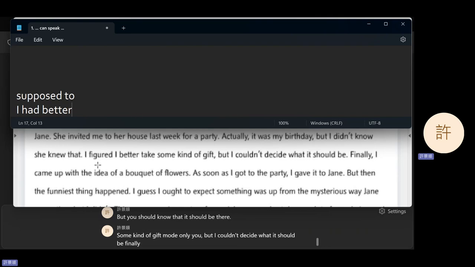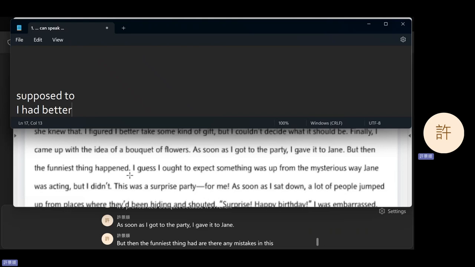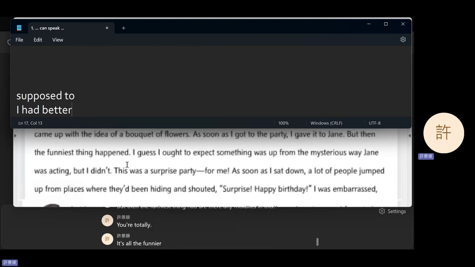Finally, I came up with the idea of a bouquet of flowers, 花束, bouquet. It's pronounced bouquet because it's French. As soon as I got to the party, I gave it to Jane. But then the funniest thing happened. Are there any mistakes in this? 到底有没有错误啊? The funniest thing happened.